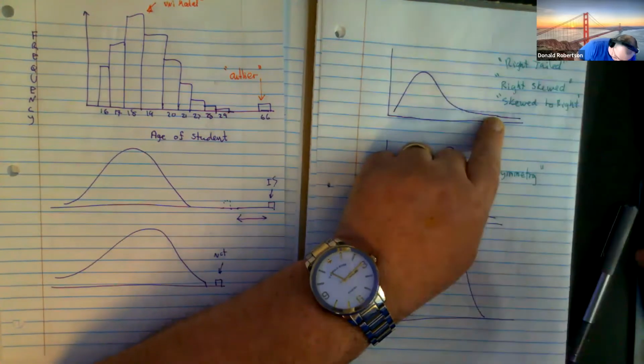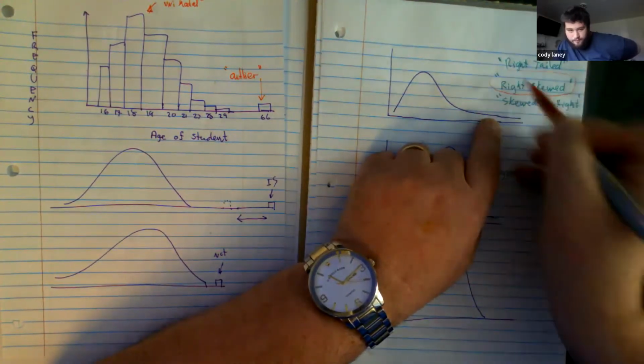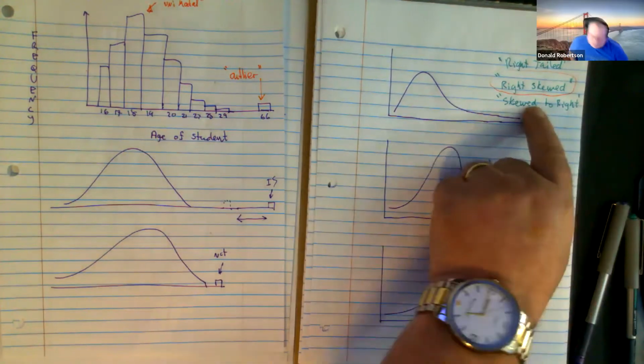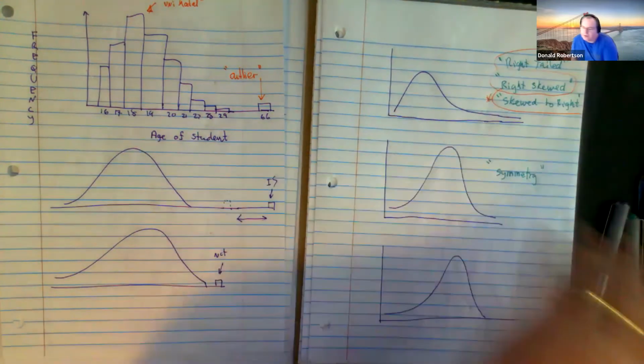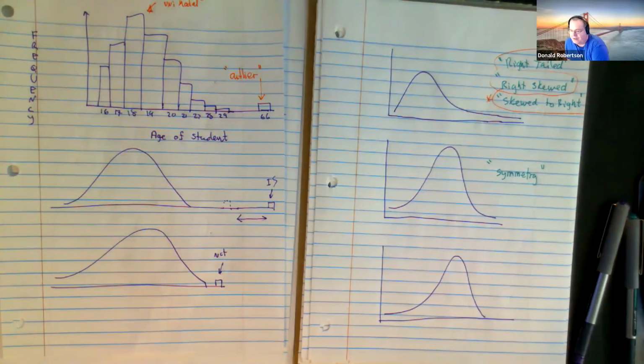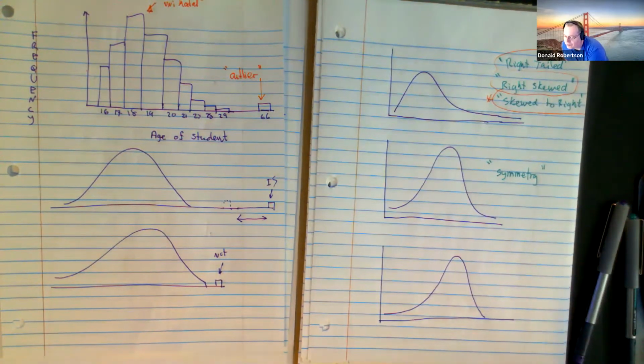It's just three names. That's how it was on the homework, skewed to the right. So that's the one that this textbook uses, right? Skewed to the right. That's fine. Right skewed, right-tailed. So if you were talking to someone in a statistical way, you could use any one of those three terms, and the other person would probably know what you're talking about, right?